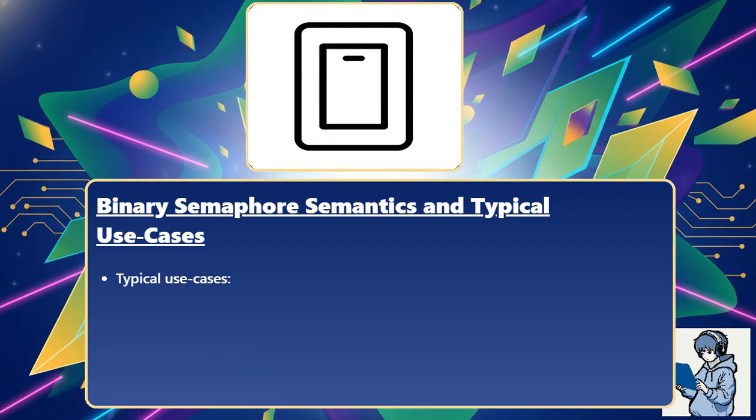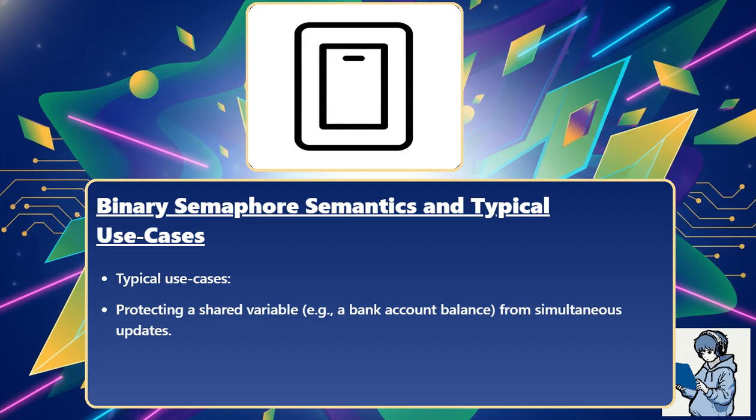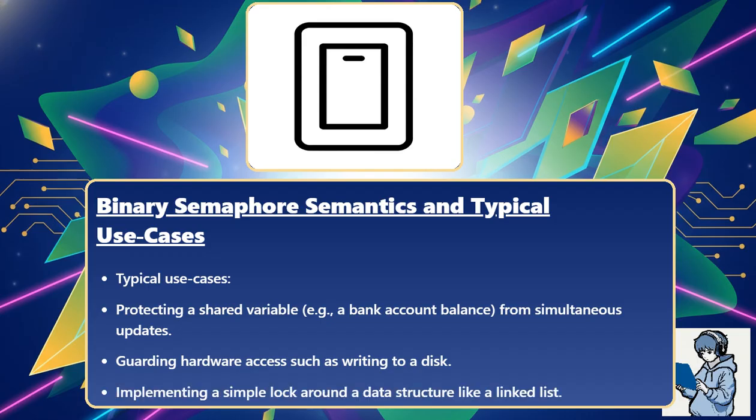Typical use cases: protecting a shared variable, for example a bank account balance, from simultaneous updates. Guarding hardware access, such as writing to a disk. Implementing a simple lock around a data structure like a linked list.